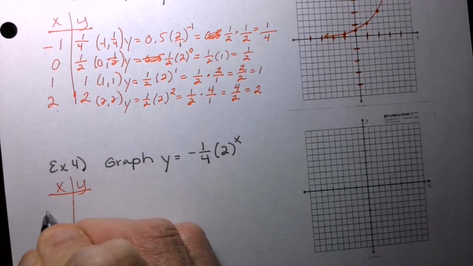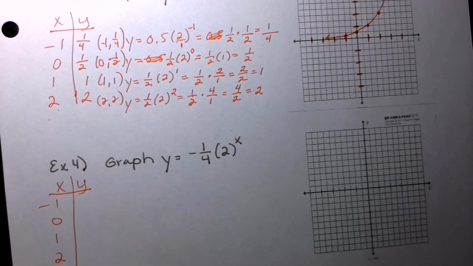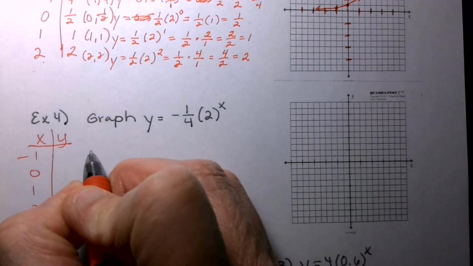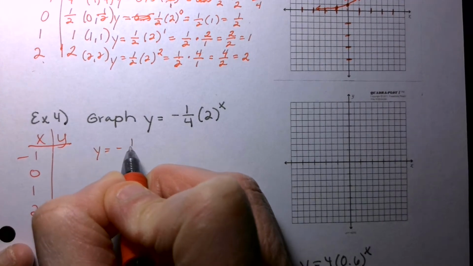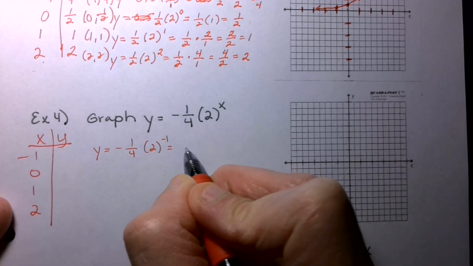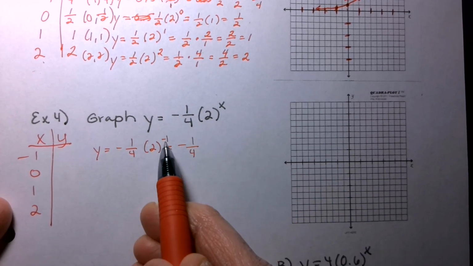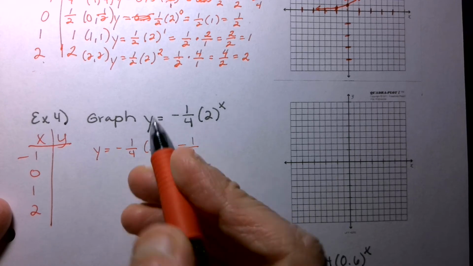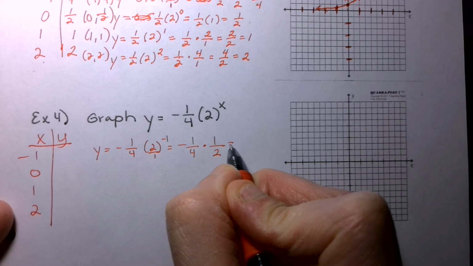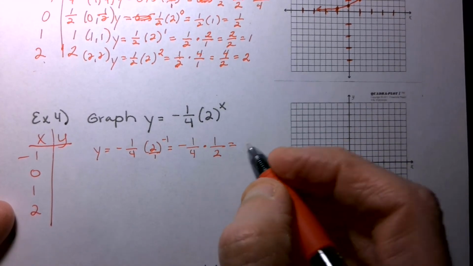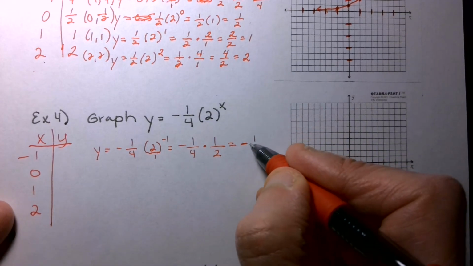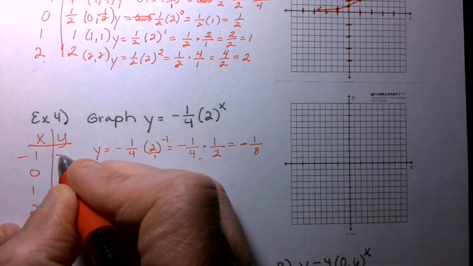X, Y. Again, I'm going to start with those same values that we did before, and I'm going to start plugging in so we can keep moving here. Y equals -1/4 times 2 to the -1. Again, the -1/4 stays. When it's raised to a negative power, this gets flipped. It's put in the bottom. And I multiply across the top. Negative times a positive is a negative. 1 times 1 is 1, and 4 times 2 is 8.